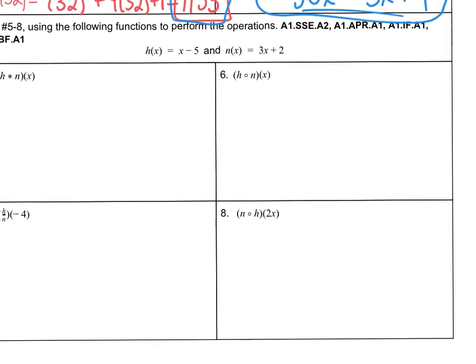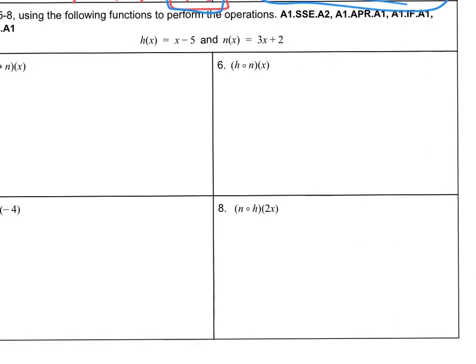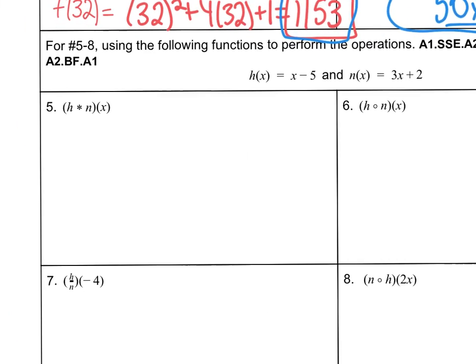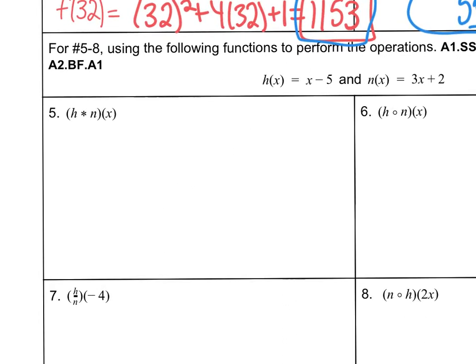We've got some more operations to do, but these are h and n of x, and they're a little simpler than the f and the g. So we'll start off with number 5. It says h star n of x. What's the star mean? Multiply. It's the same thing as a closed dot, but the computer just put that instead, which is fine. So this is the same thing as h of x times n of x. So all I need to do is multiply h of x times n of x, right?